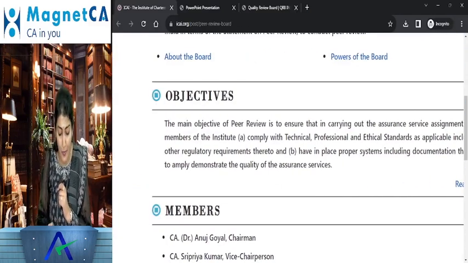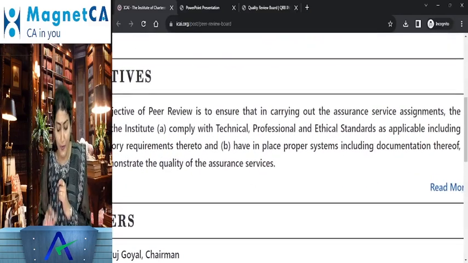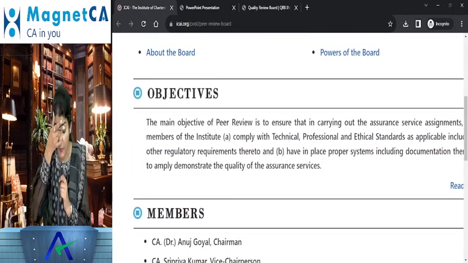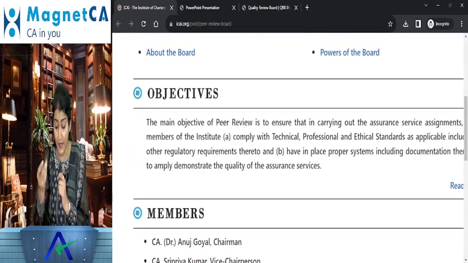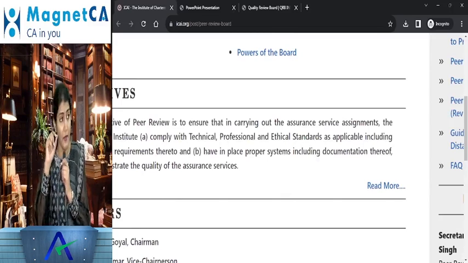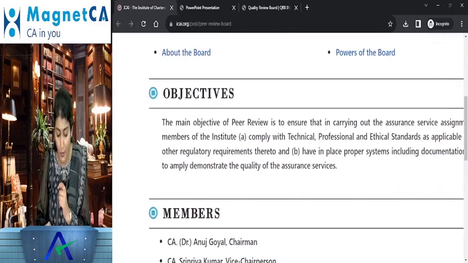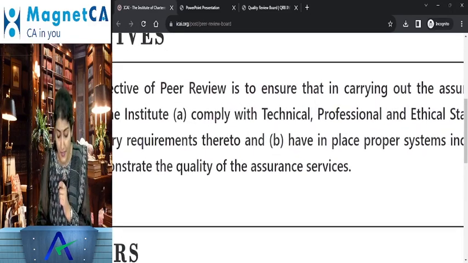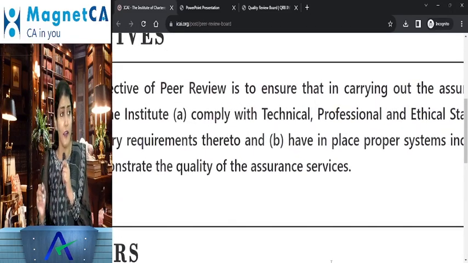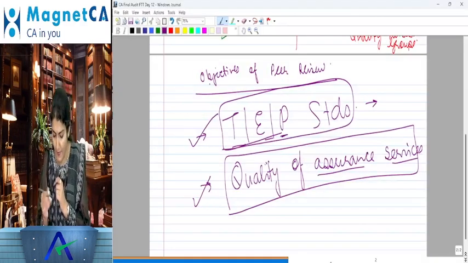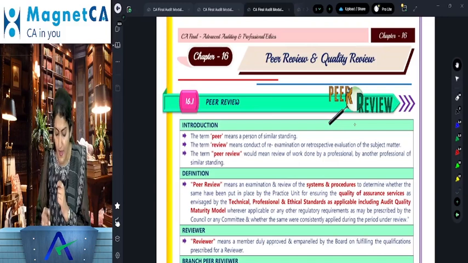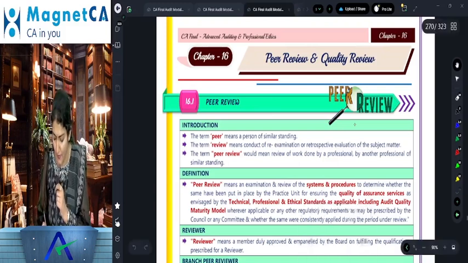To check whether the members of the institute comply with the technical, professional and the ethical standards as applicable, including the other regulatory requirements, and have in place the proper system, including the documentation, to amply demonstrate the quality of the assurance services. So is this the same 2 points I've written over there? Technical, ethical, professional standards and the quality of the assurance services.